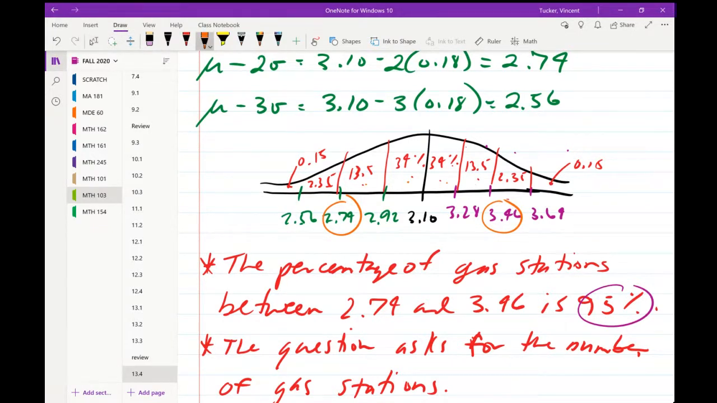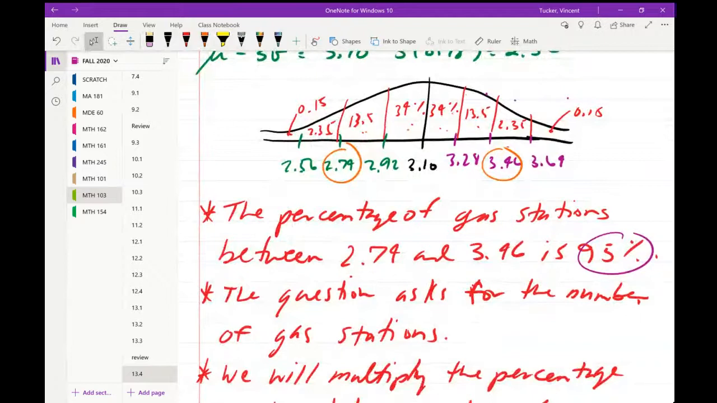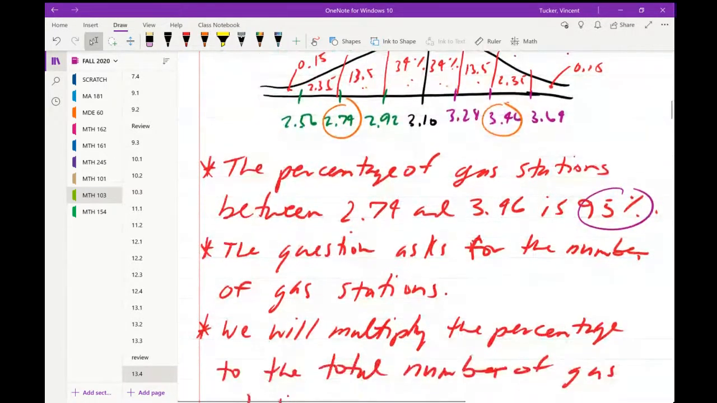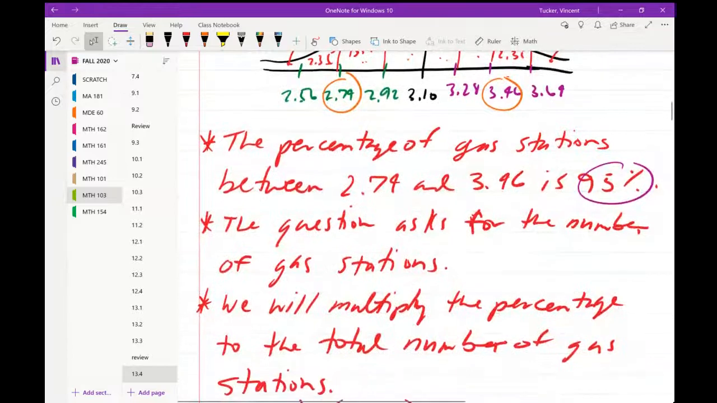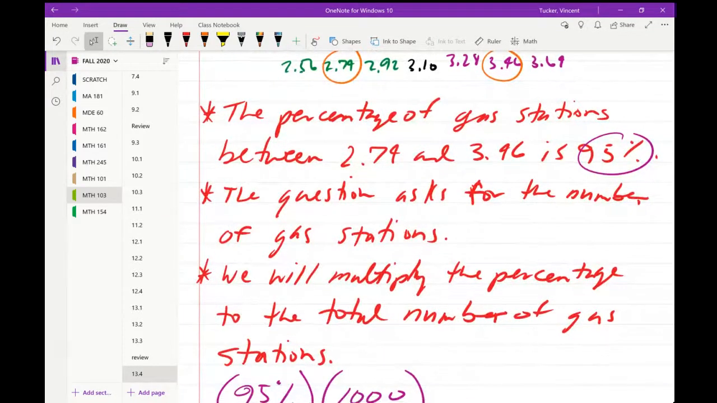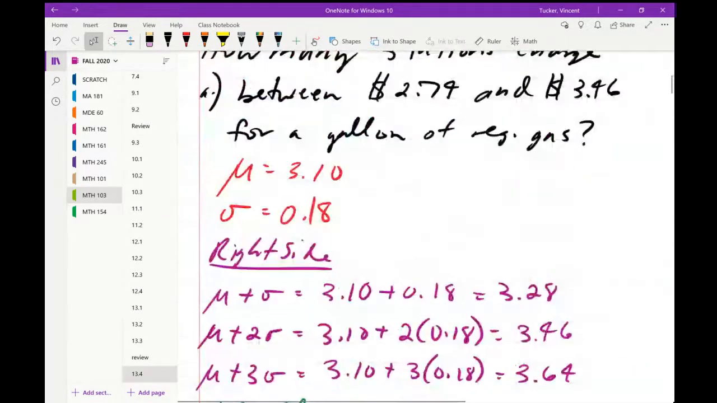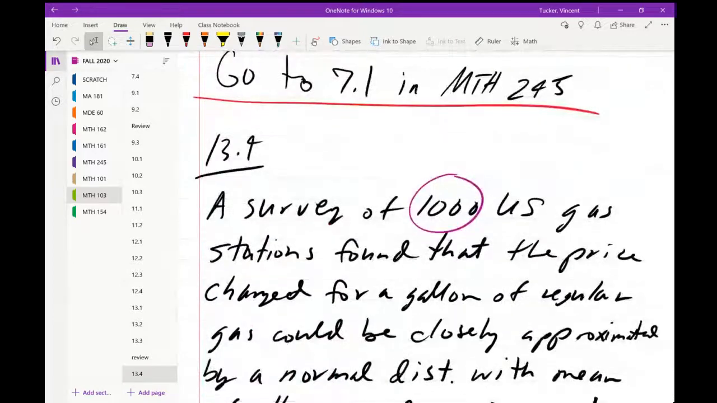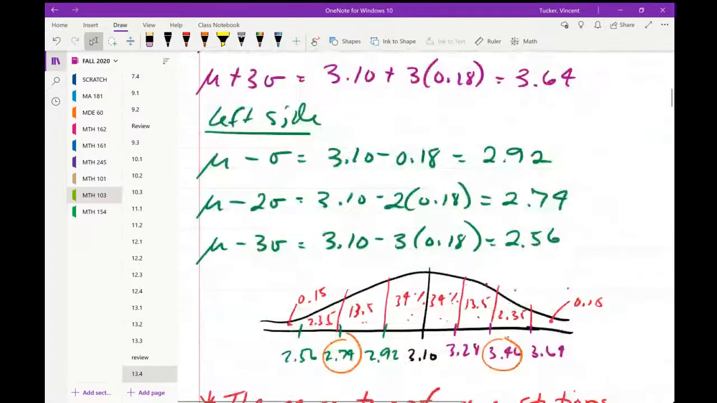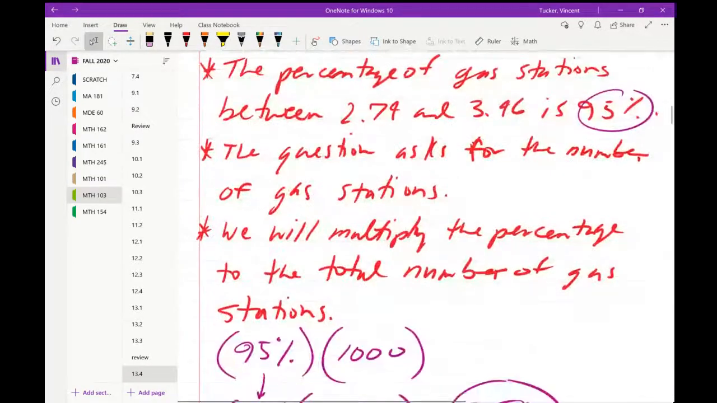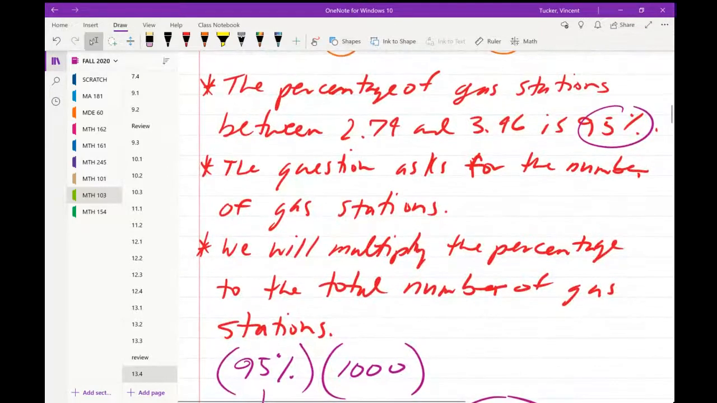The question asks, though, for the number of gas stations, not the percentage. So in order to get that, you just multiply that percentage to the total number of gas stations. And remember, the total number of gas stations is 1,000. So I'll give you a chance to write that, and then we'll finish off that problem.